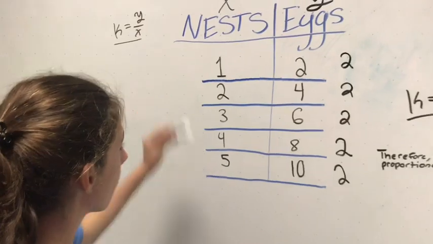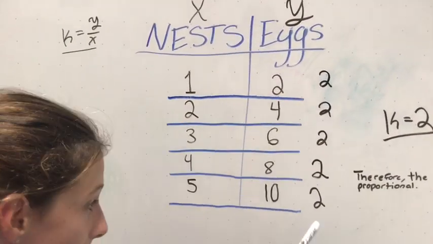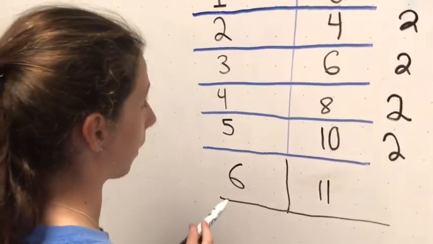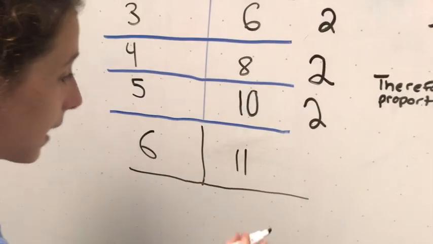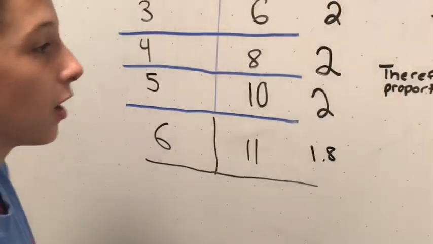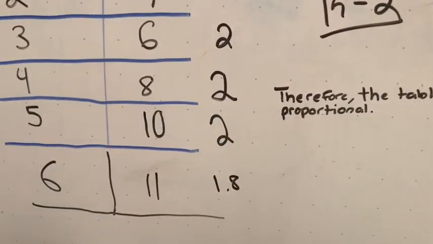This is because when you divide y by x, every time you do it, you get 2, because it's constant. But if 11 divided by 6 were your y divided by x, that would be a decimal like 1.8 or something like that, which doesn't make it constant because there's a change in the pattern.